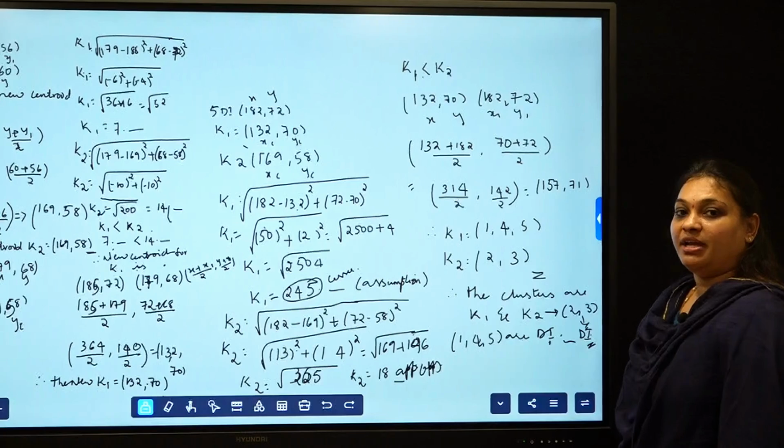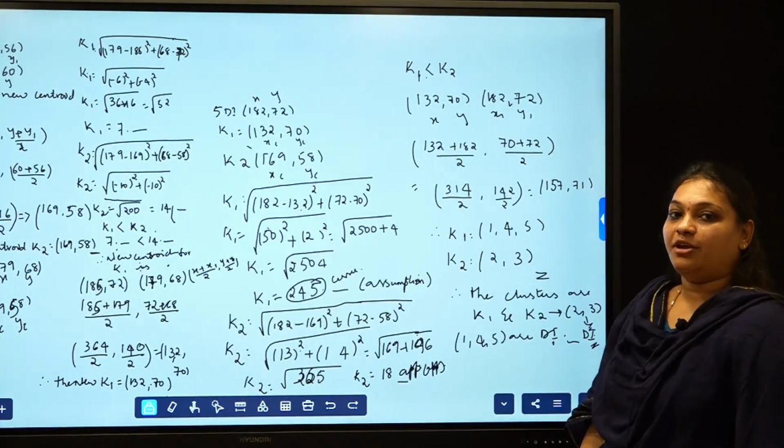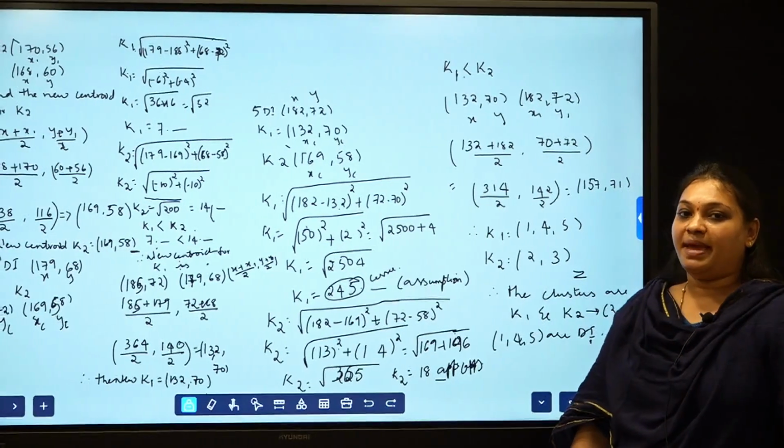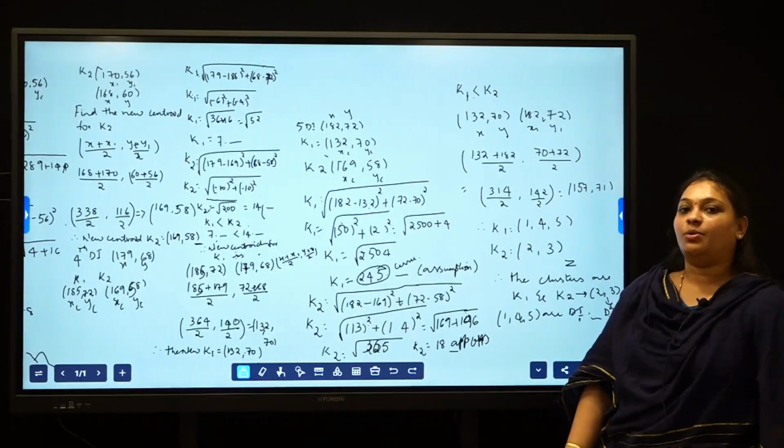In your next session, we will be seeing about the other things like your hierarchical method, density based, grid based, and your last topic is your outlier analysis.